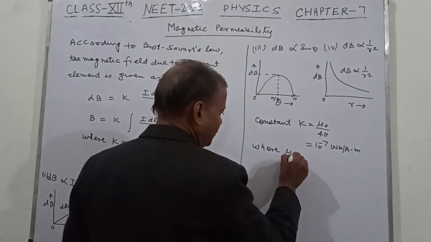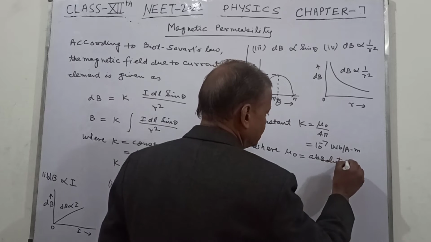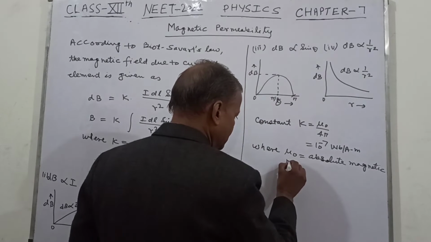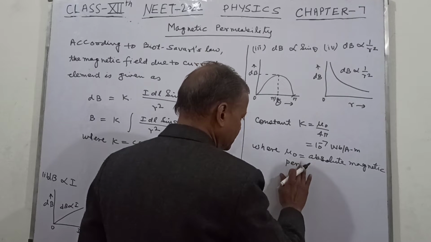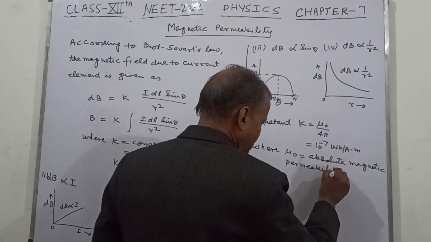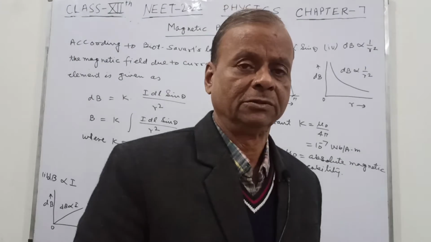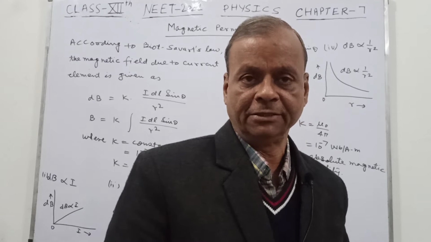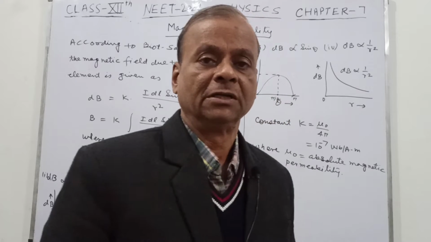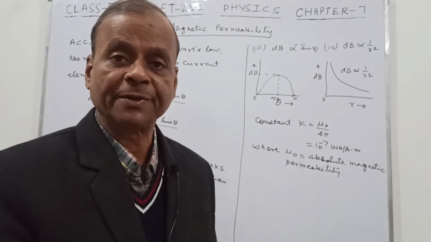Where mu naught is the absolute magnetic permeability. Then the question arises: what is the meaning of permeability? What is the physical meaning, and how does it stand with the different factors? Are there some factors that affect this absolute magnetic permeability?